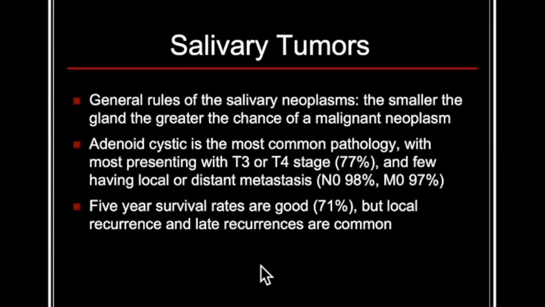Adenoid cystic is the most common pathology, with most presenting with T3 or T4 stage disease, almost 77%, but interestingly enough, relatively few having local or distant metastasis, so N0 status in 98% and no metastasis in 97%. They have really good 5-year survival rates of 71%, but given adenoid cystic is so indolent and gradually progressive, a 10-year or a 15-year survival rate is probably more important than the simple 5-year survival rate, because adenoid cystics will just essentially continue over time.